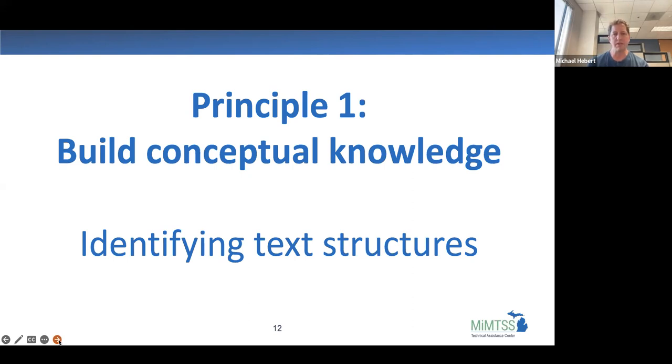What I'm going to do is introduce the principles, and then introduce the activity or a way to help kids understand the text structures. So the first principle is to build concept knowledge, or build conceptual understanding, of the text structures. And that really includes identifying those text structures. So what I need to do with you is to introduce the five main text structures that we see in informational text. And so I'm going to do that right now.